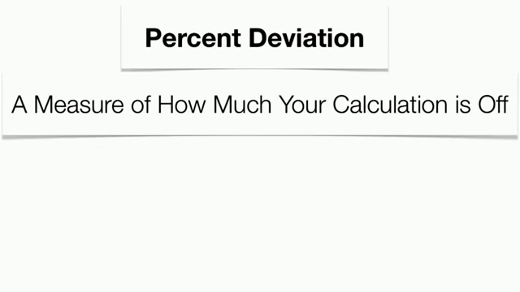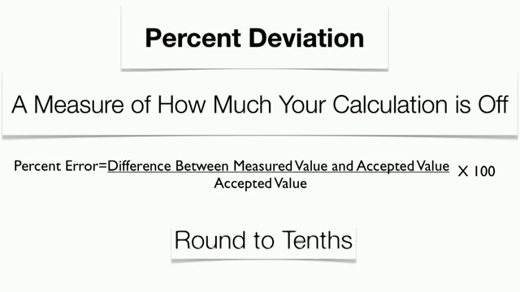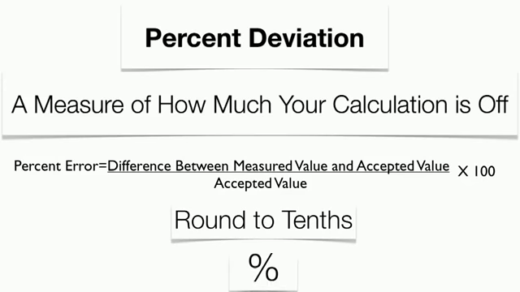Finally, percent deviation is a formula that was in the old reference table and still part of the curriculum, so it's important for us to touch base on this. Percent deviation is basically how much your measurement is off from what the actual value should be. So it's a measure of how much your calculation is going to be incorrect. So it's the difference between your measured value and accepted value. So you subtract the 2, divided by the accepted value, you take that whole expression and you multiply it by 100. You're going to round to the tenths, and your unit here is going to be a percentage.